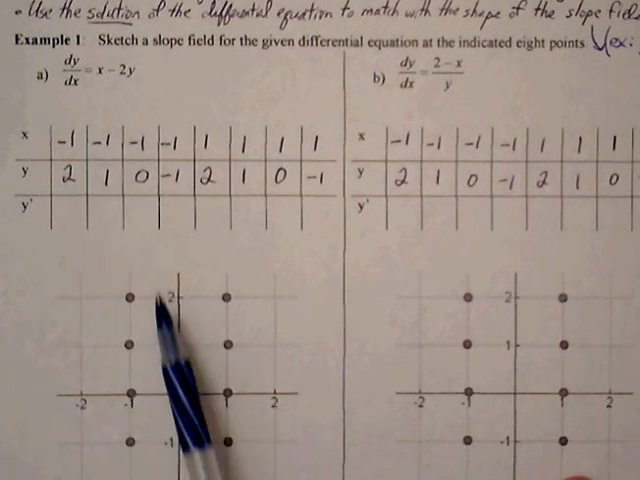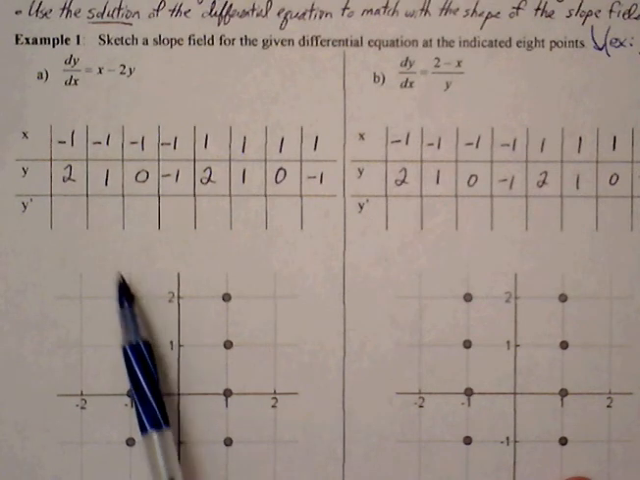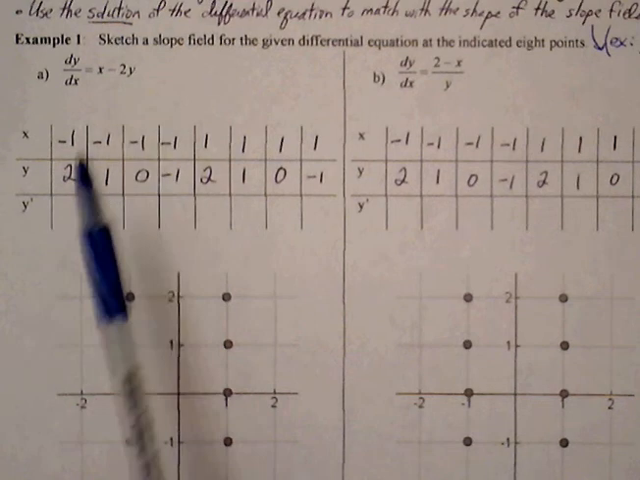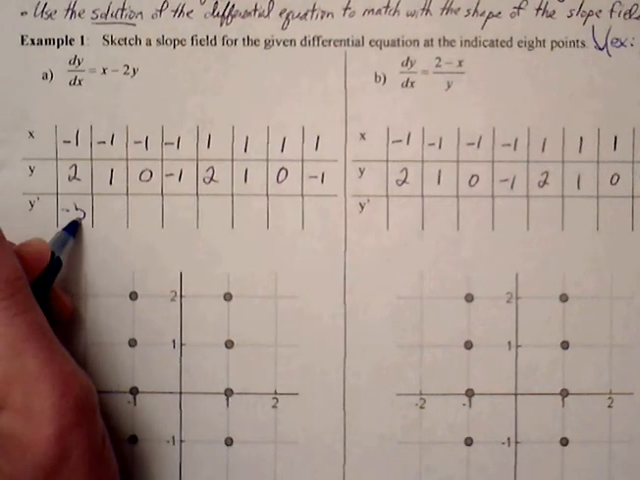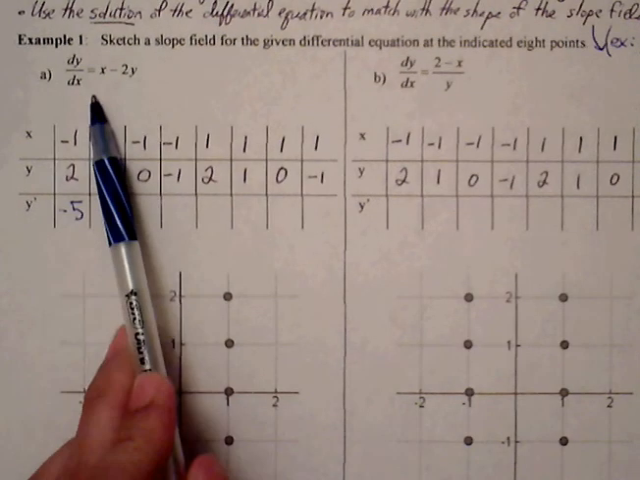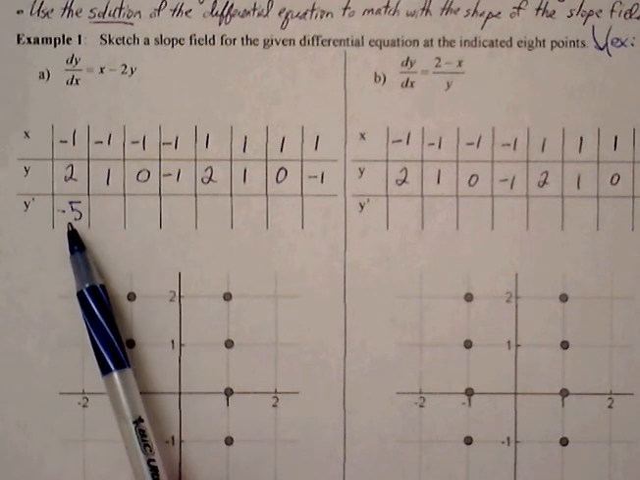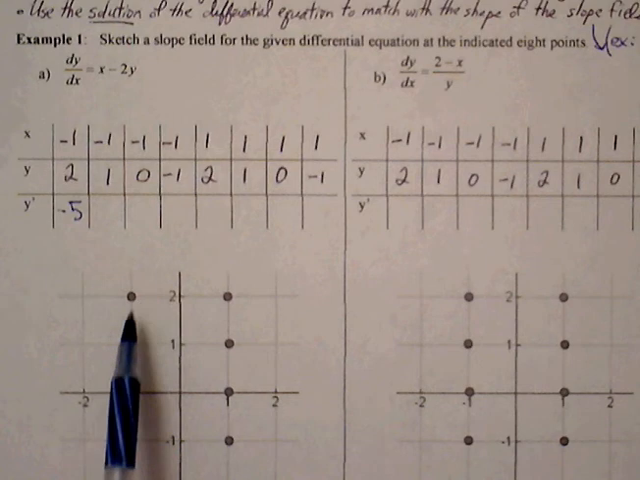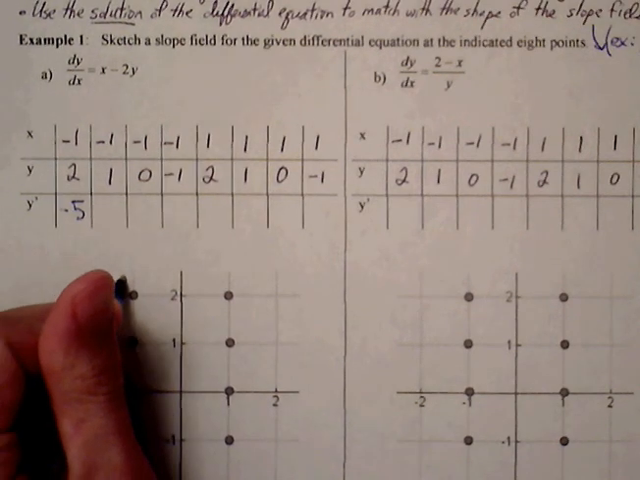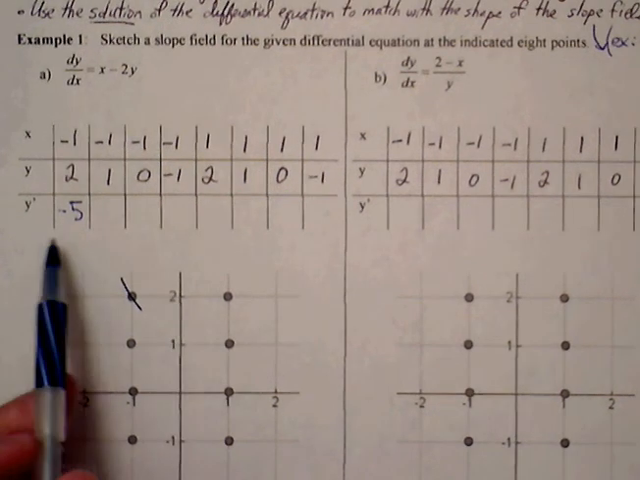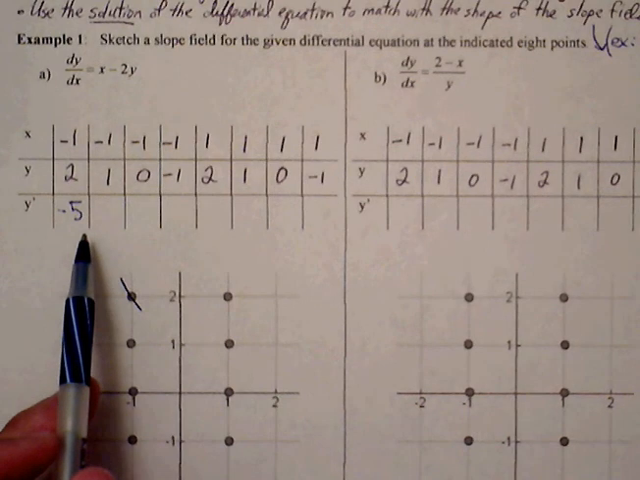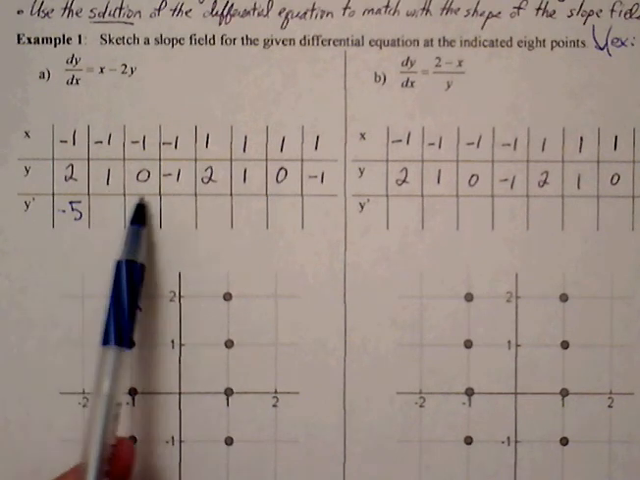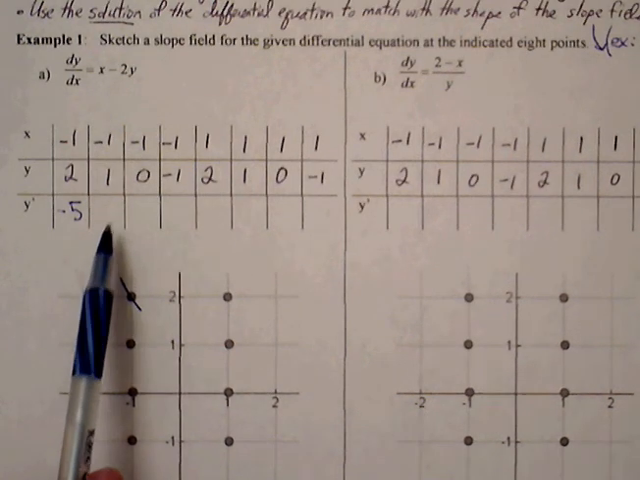Negative 1, 2 is this ordered pair up here. So we'll plug negative 1 in for x, and 2 in for y. Negative 1 minus 4 will simply give us negative 5. This is the slope at this point, negative 1, 2, according to this differential equation, x minus 2y. So negative 5 is a pretty steep negative slope, so through this point we're going to sketch an approximation of negative 5. We just have to make the negative slope relatively steep. We're not expecting you to graph this exactly, we're just making a rough sketch for this slope field.